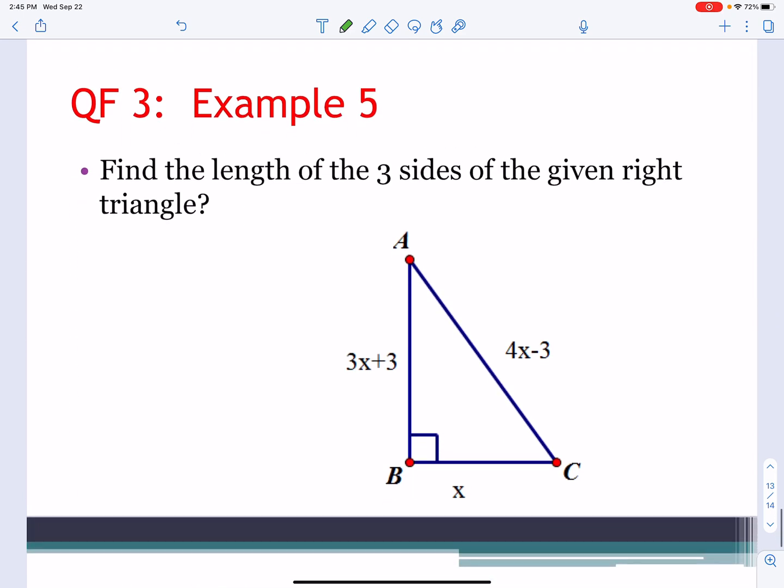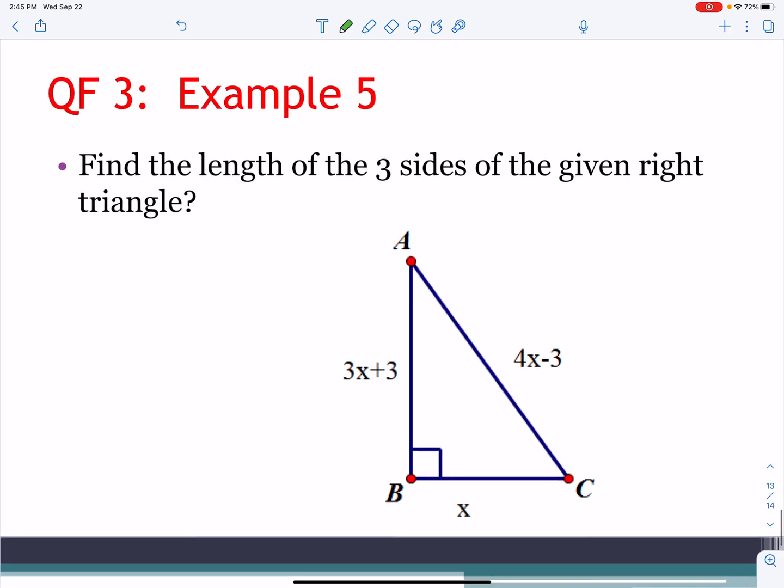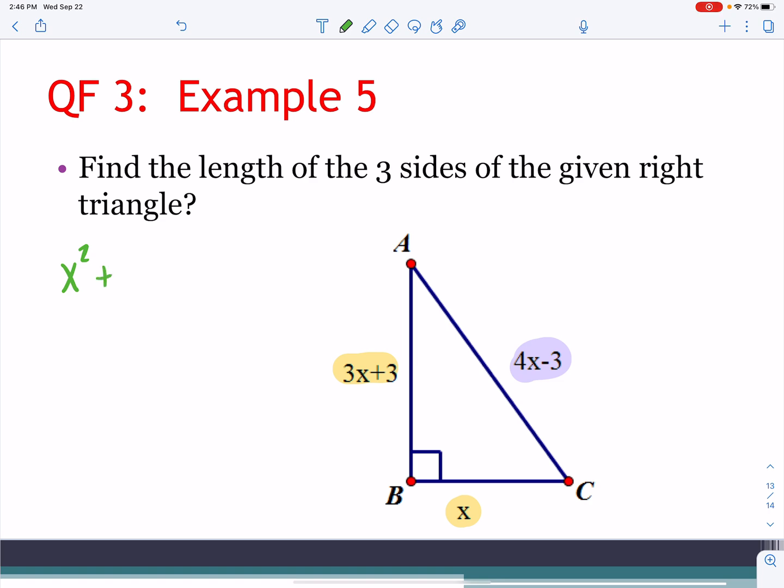Okay, so this is an example in your notes because it's red, so it's example 5. It wants you to find the length of the 3 sides of the right triangle. Okay, so you could sit here and guess and check. And I'm going to tell you, be careful with that because on the test, it's going to be one that's harder. We know something about a right triangle. We know the 2 legs squared are equal to the hypotenuse squared. So if I do that, it would be x squared plus (3x plus 3) squared equals (4x minus 3) squared.